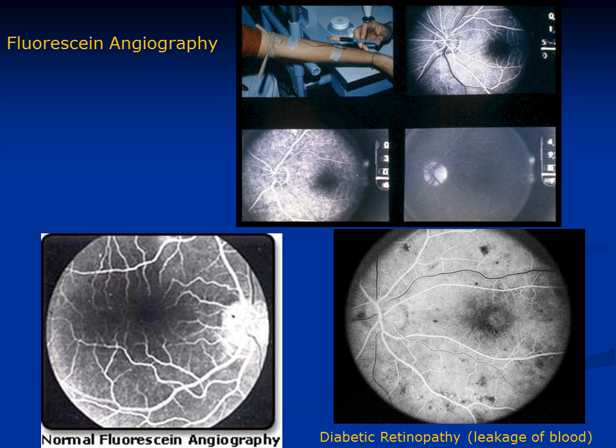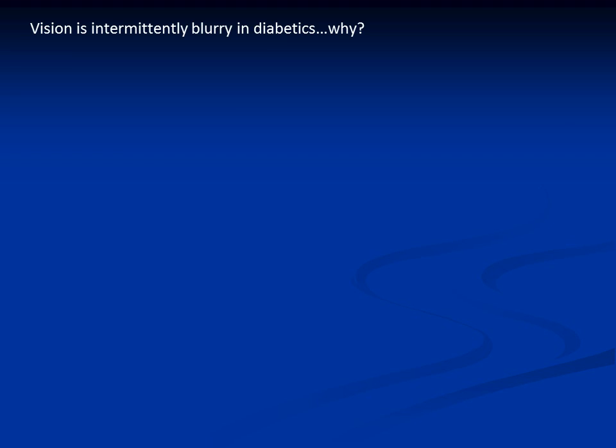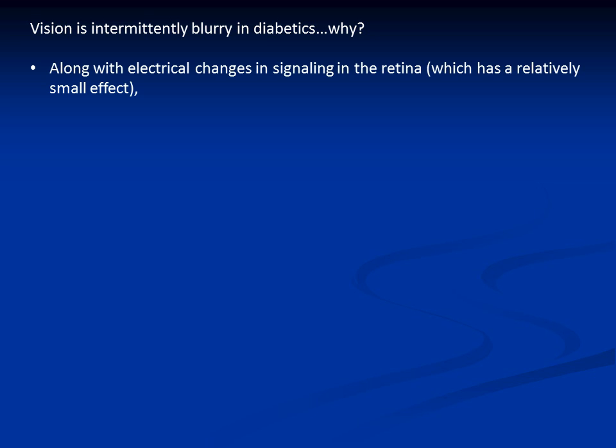So you test for that, and that gives you a general status for the retina in terms of progression of diabetes. Diabetics will often, if they're having what's called a hyperglycemic attack, get very thirsty. That's a sign that their blood sugar is way too high, or vision will become blurry. And why is this? There is some effect actually with the electrical changes in the retina, but that's a relatively small effect.